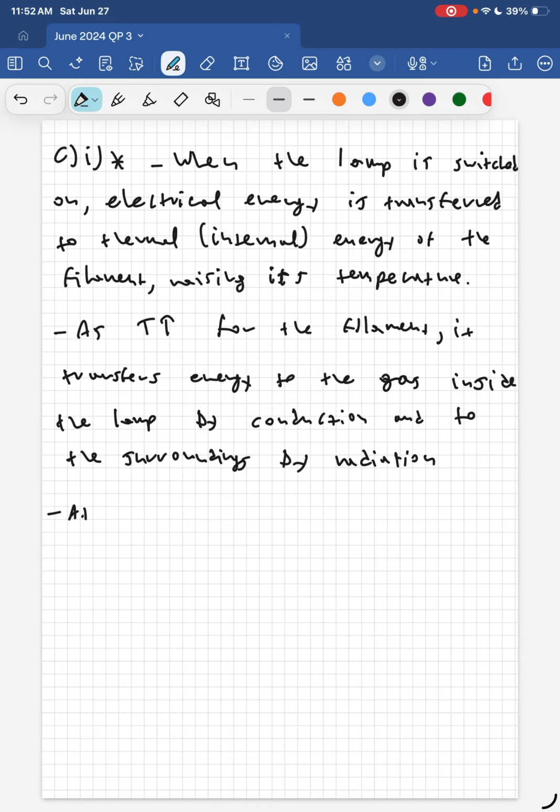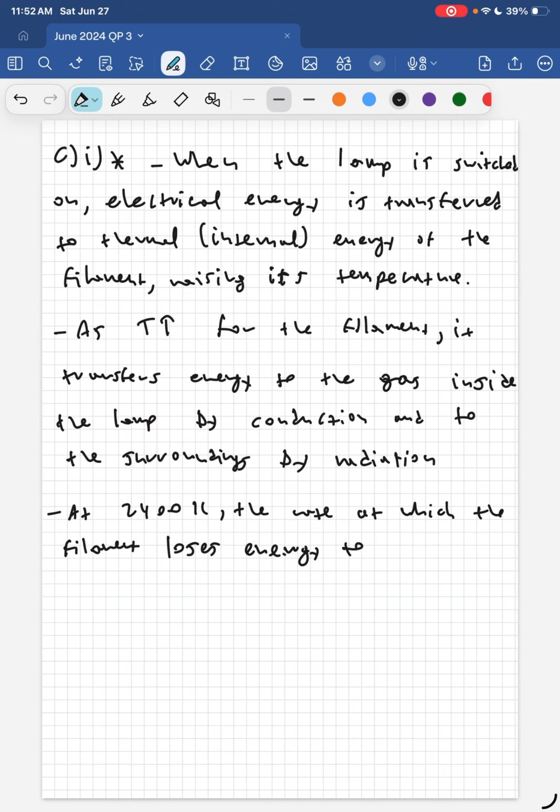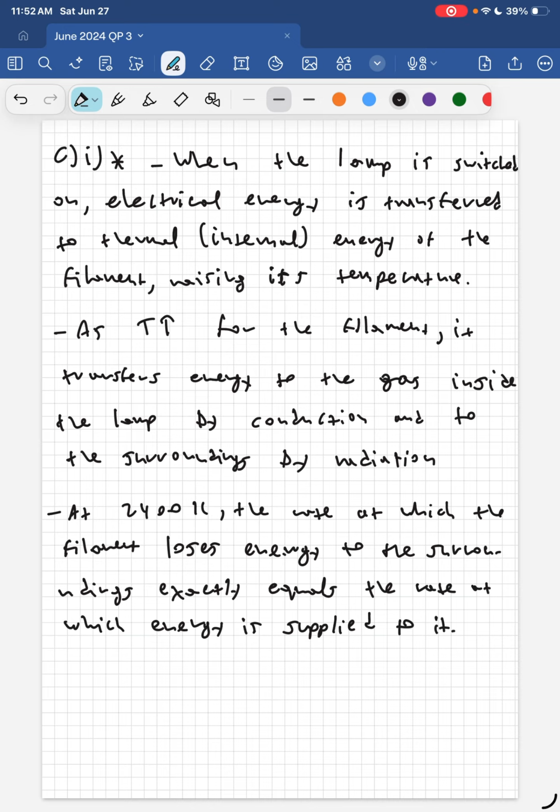At 2400 Kelvin, the rate at which the filament loses energy to the surroundings exactly equals the rate at which energy is supplied to it. So net energy transfer becomes 0. Hence T becomes constant.